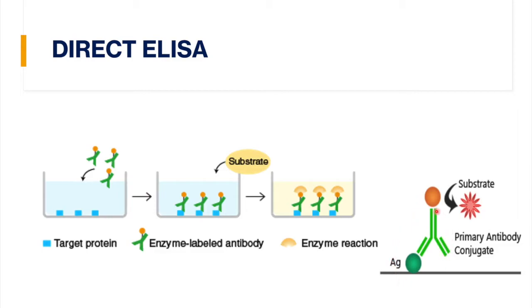The solution is then washed to remove excess antibody. If the target antigen is present, bound antibodies will remain stuck to the well. A substrate that reacts to the enzyme-labeled antibody is then introduced. The enzymatic reaction causes a color change.